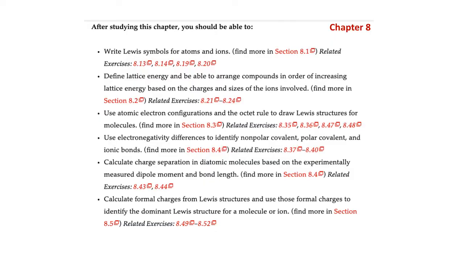Let's review some of the learning objectives from Chapter 8. We should be able to write Lewis symbols for atoms and ions. So that's as simple as things like chloride ion, picturing that as our Lewis dot symbol.